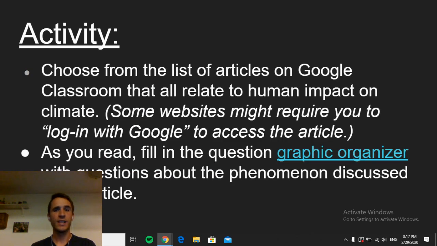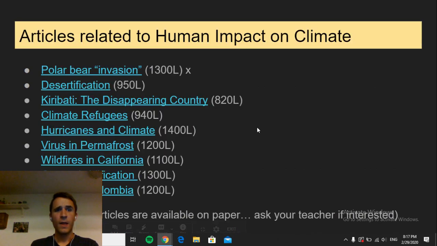All right, now that you've learned the 3 requirements of scientific questions, you're going to go to Google Classroom. There's a list of articles that are all related to human impact on the climate. You're going to choose 2 articles, read them, and then fill in and ask 4 questions about each article by filling in the question graphic organizer that's been given to you. Note that some of the websites might require you to log in with Google in order to access the article.